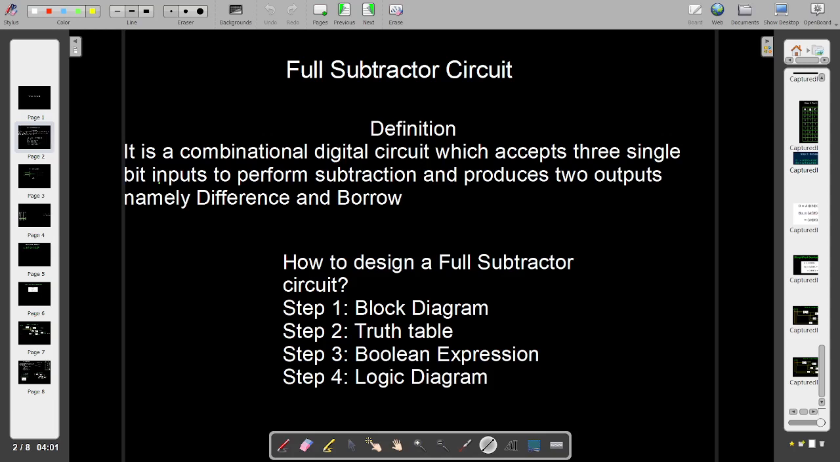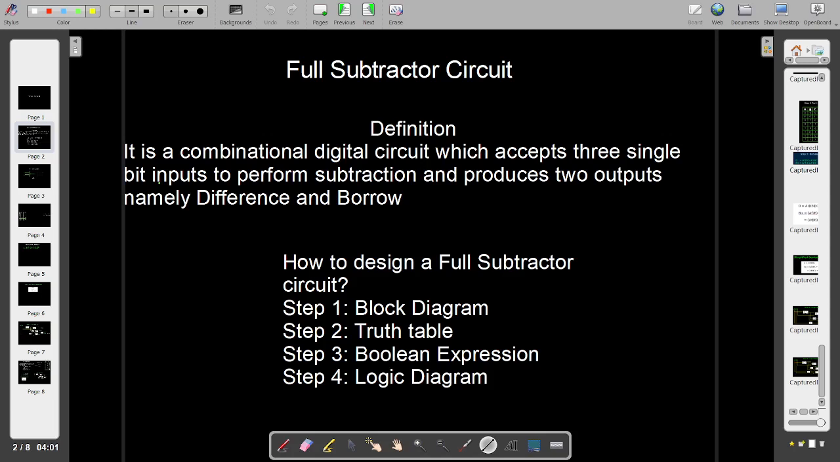Okay. So first the definition. It is a combinational digital circuit which accepts three single bit inputs to perform subtraction and produces two outputs, namely difference and borrow. So it is used for performing subtraction. Okay, but it performs on three single bits. That's why it is a full subtractor.